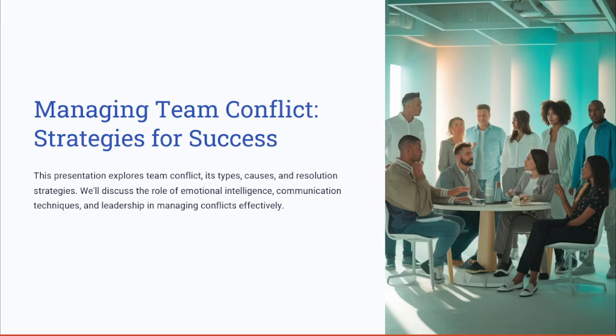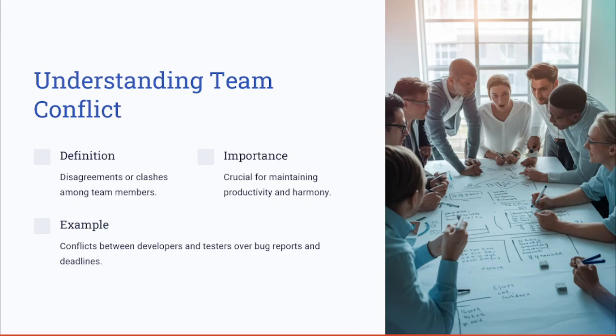And let's take an example here. Let's say in a software development team, a conflict may arise between developers and testers over the bug reports and deadlines. So understanding team conflict is very important here. As a definition, we can say that team conflict occurs when there are disagreements or clashes among the team members.